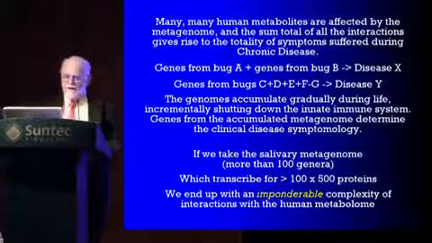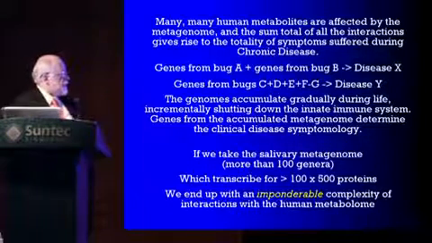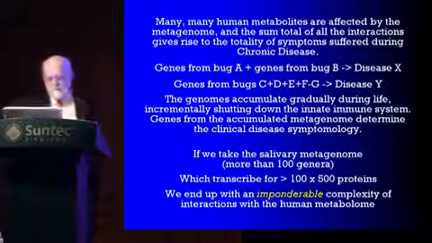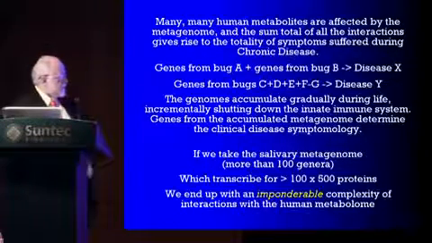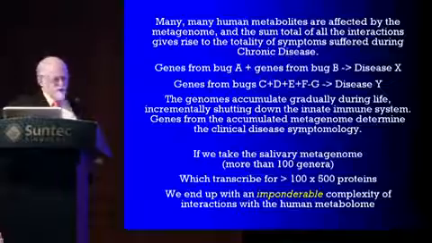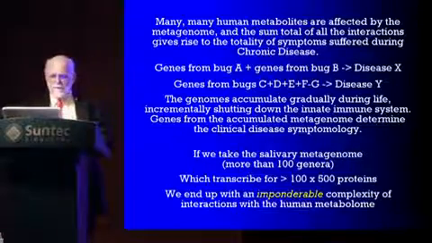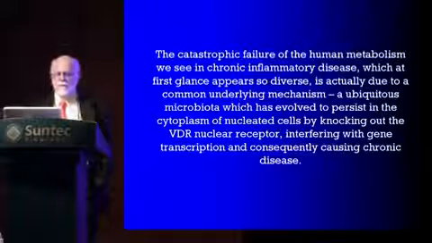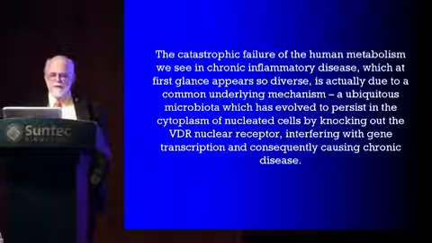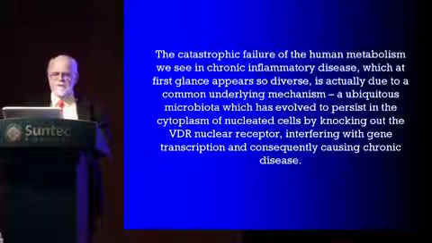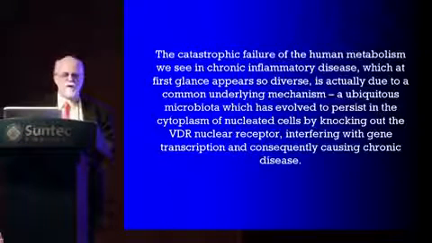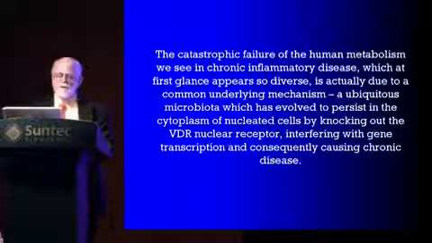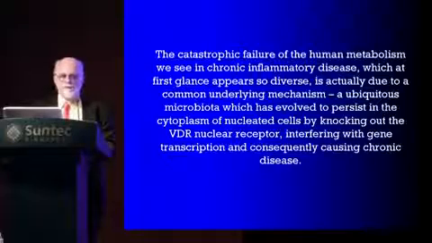And if we take the salivary metagenome, which is much bigger than HIV, we've got about 50,000 proteins instead of 17. And so we basically end up with an imponderable complexity, which is what you see in all the autoimmune syndromes. So the catastrophic failure of the human metabolism that we see in chronic inflammatory disease, which at first glance appears to be so diverse, is actually due to a common underlying mechanism, a ubiquitous microbiota which has evolved to persist in the cytoplasm of nucleated cells by knocking out the VDR nuclear receptor.